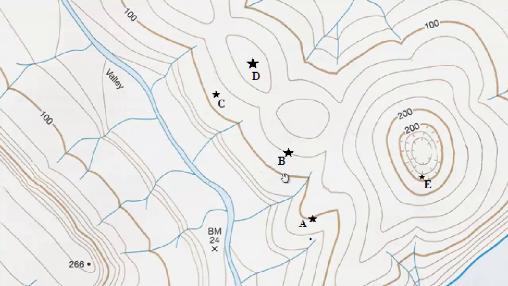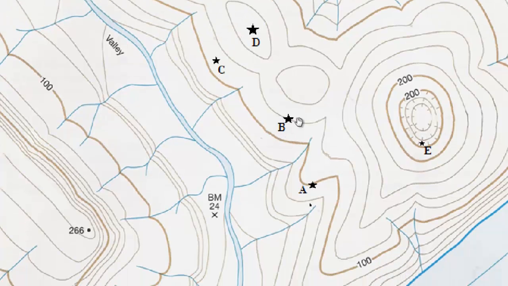So B here would be just 20 more feet than the previous one. So 100 plus 20 is 120 feet. Now it's sitting right on a contour line, so that makes it pretty easy to determine. We go to the next one, that would be 140. We could also have gone the other way, and on this line, this is 80 feet.